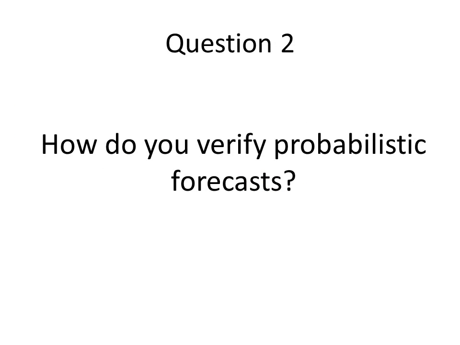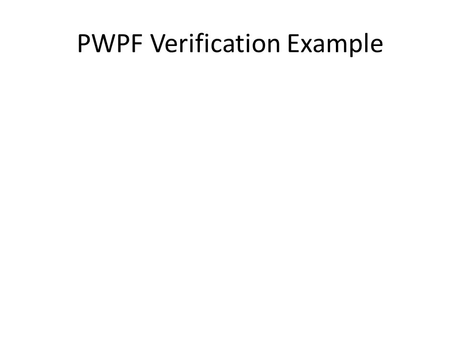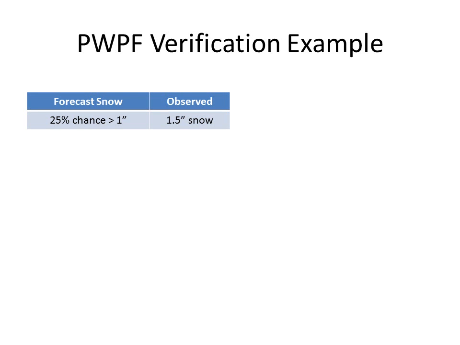The second question is, how do you verify probabilistic forecasts like the PWPF? Say you have a single forecast where there is a 25% chance of receiving greater than 1 inch of snow at a given location, and then there is 1.5 inches observed. Was this a good forecast? Well, the answer is not very clear.